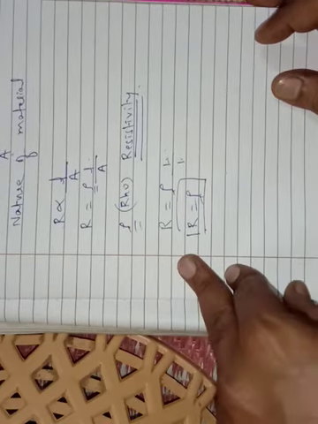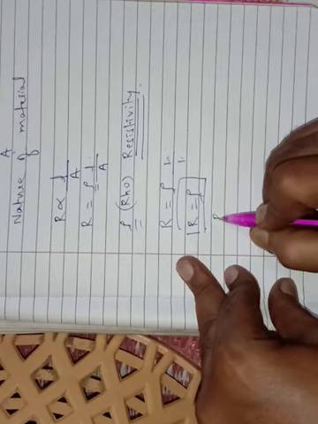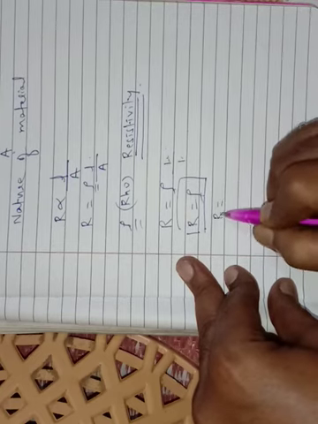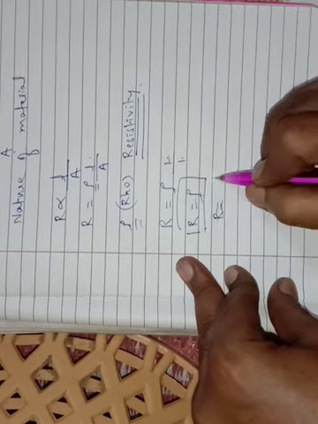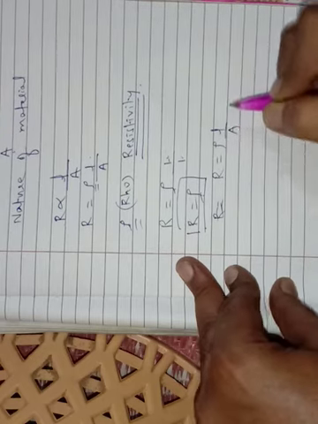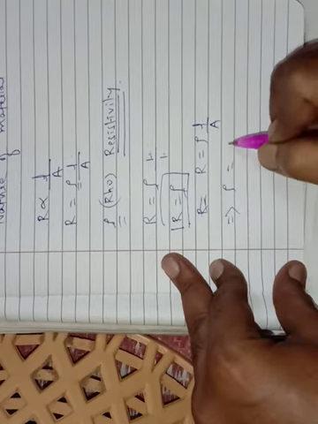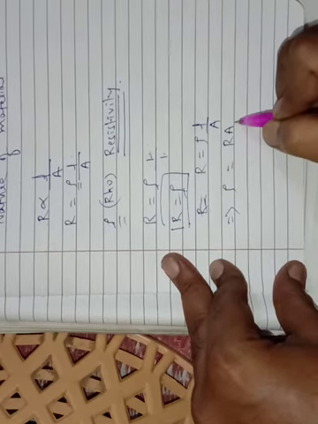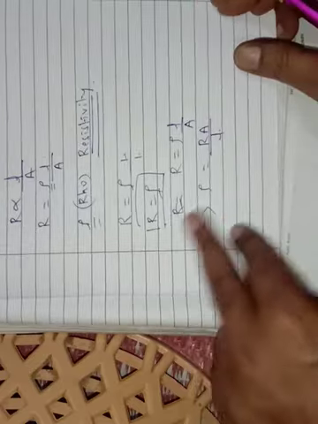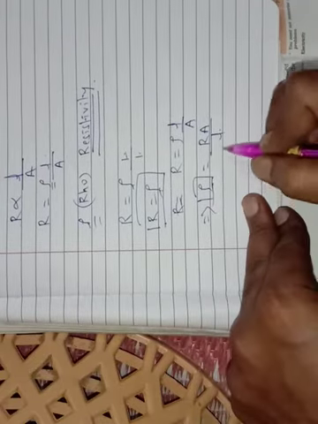Hence we have its SI unit. Let us find the SI unit here. We can modify the formula like this. R equal to rho L by A. We can convert it into rho also: rho equal to R A by L. So this is the resistivity of a conductor.